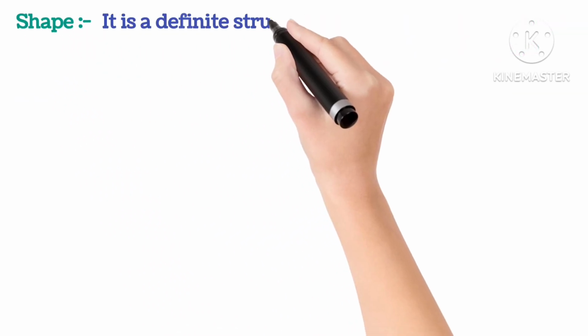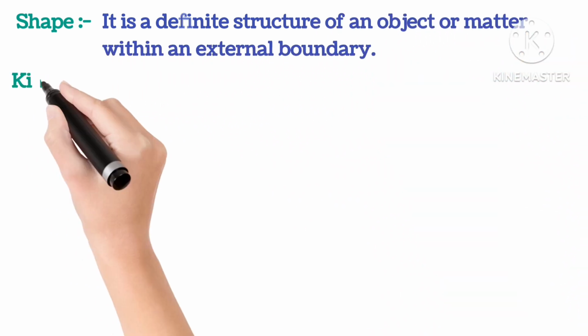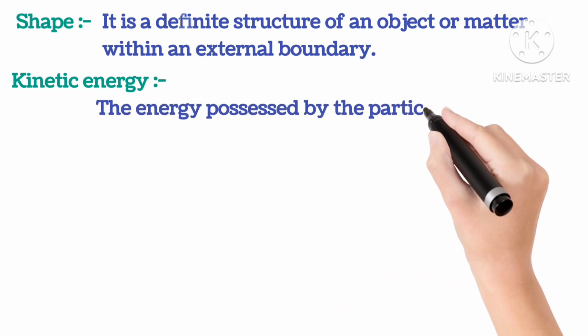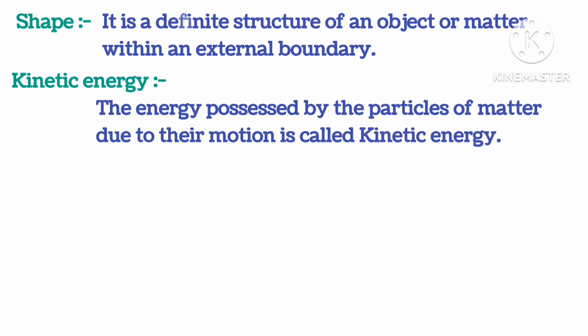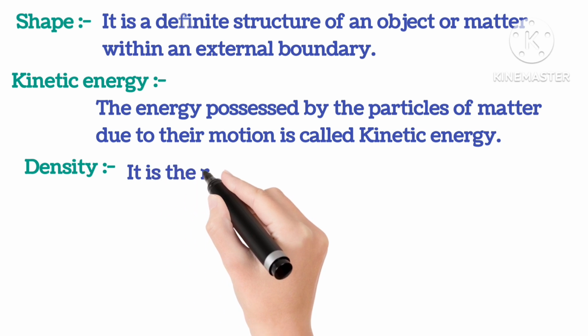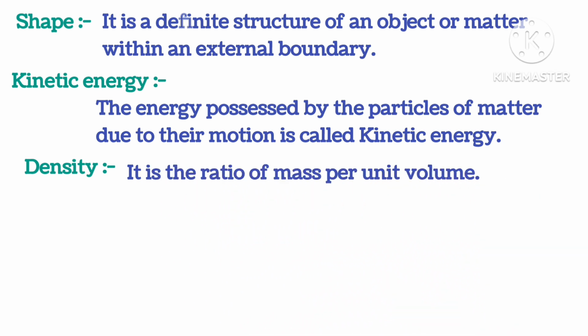Shape. It is a defined structure of an object or matter within an extended boundary. Kinetic energy. The energy possessed by the particles of matter due to their motion is called kinetic energy. Density. It is the ratio of mass per unit volume.